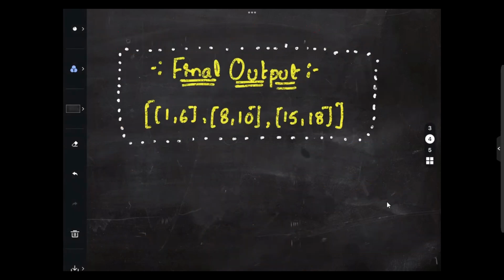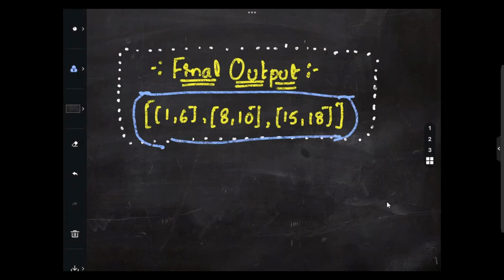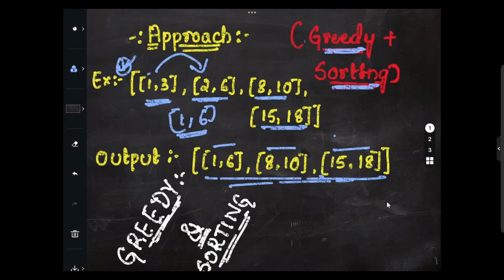Let's come to the final step here. The final output that we got is 1 comma 6, 8 comma 10 and 15 comma 18, which is equivalent to the output that they have given for example 1, right? So the approach works absolutely correctly in this case.